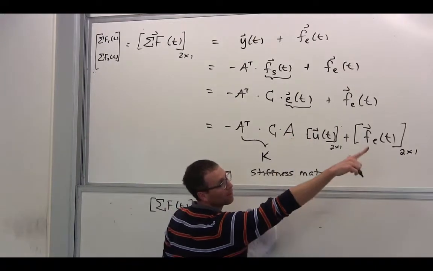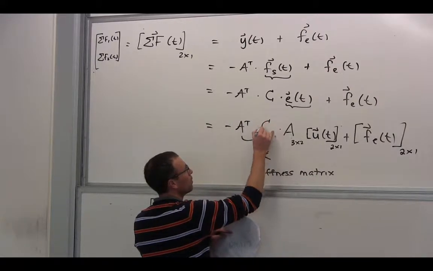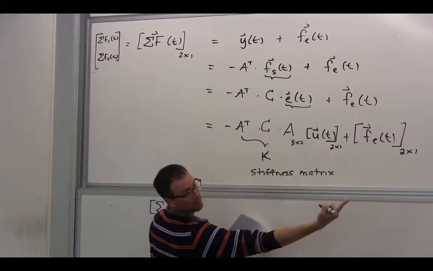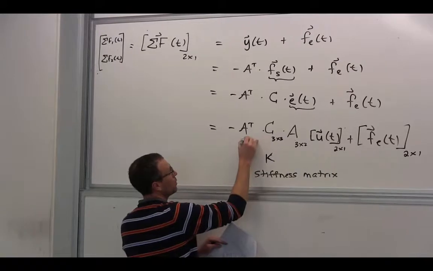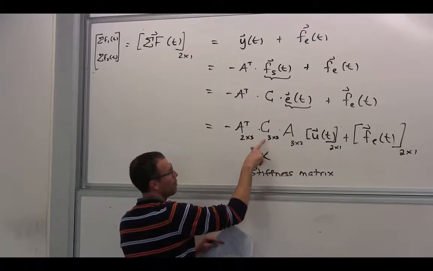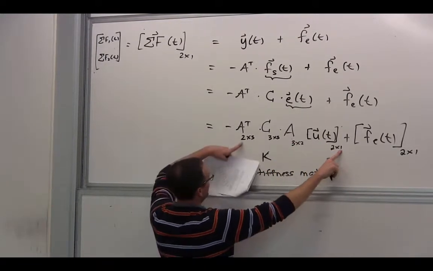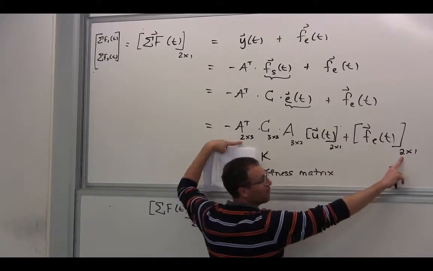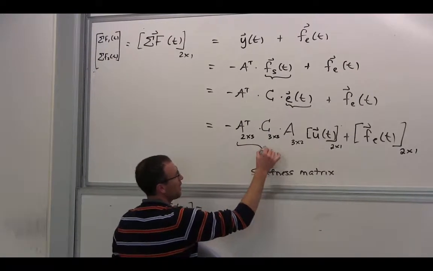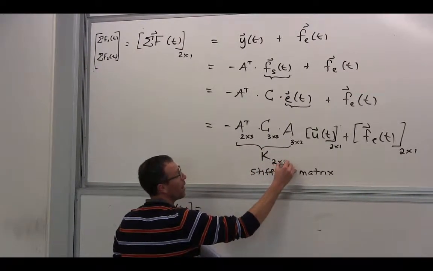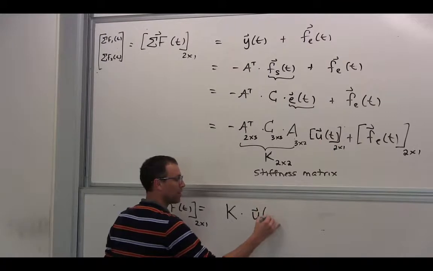This matrix, go ahead and look at it up there. How big is the matrix A? 3 by 2. How big is the matrix C? 3 by 3. How big is the matrix A transpose? 2 by 3. So 2 by 3, 3 by 3, 3 by 3, 3 by 2, 2 by 1. What's the output there? 2 by 1. Can I add a 2 by 1 to a 2 by 1? How big is K, if I call this thing K? 2 by 2.